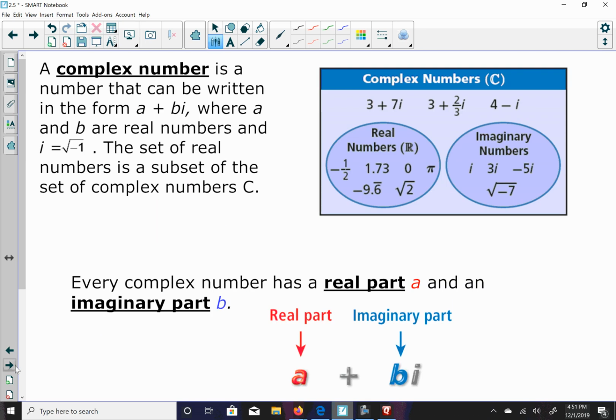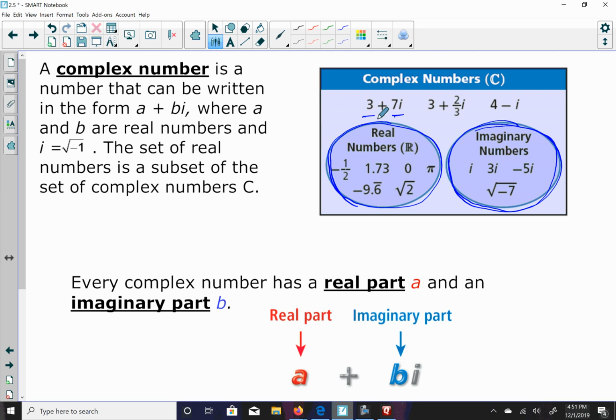Now, a complex number is a number that can be written in the form of a plus bi, where a and b are real numbers and i is still defined as the square root of negative 1. The set of real numbers is a subset of the complex numbers. So here's the real numbers that we've been working with pretty much our entire lives. We just introduced the imaginary numbers, which is when I take the square root of a negative number and I introduce the i, the imaginary unit. A complex number has a real part and an imaginary part, and I'm adding those together.